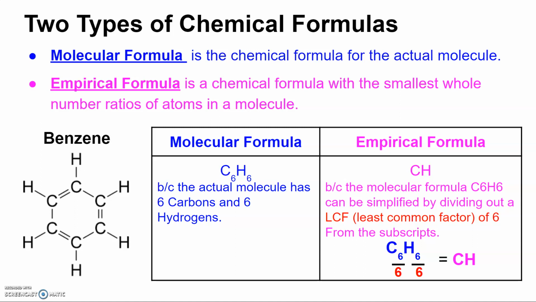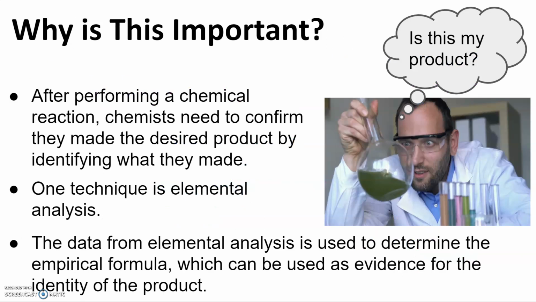So we've already learned in Part 1 that there are two types of chemical formulas: the molecular formula, which is the chemical formula for the actual molecule, and the empirical formula, which is sort of a simplified molecular formula. The empirical formula shows the smallest whole number ratio of atoms in the molecule. We have an example here with benzene, where the actual formula is C6H6, but the empirical formula, or the simplified version, is CH. We also learned why it's important for scientists to be able to determine the empirical formula.